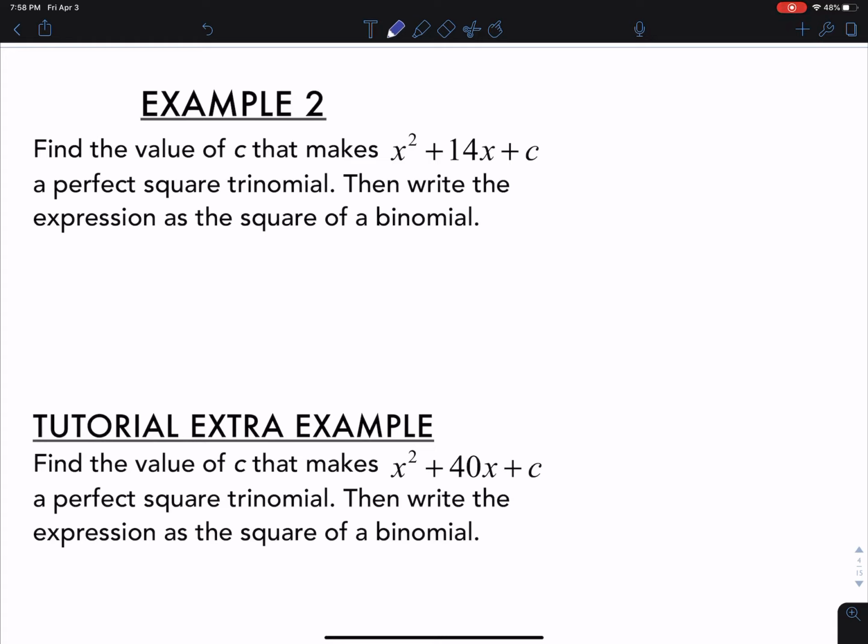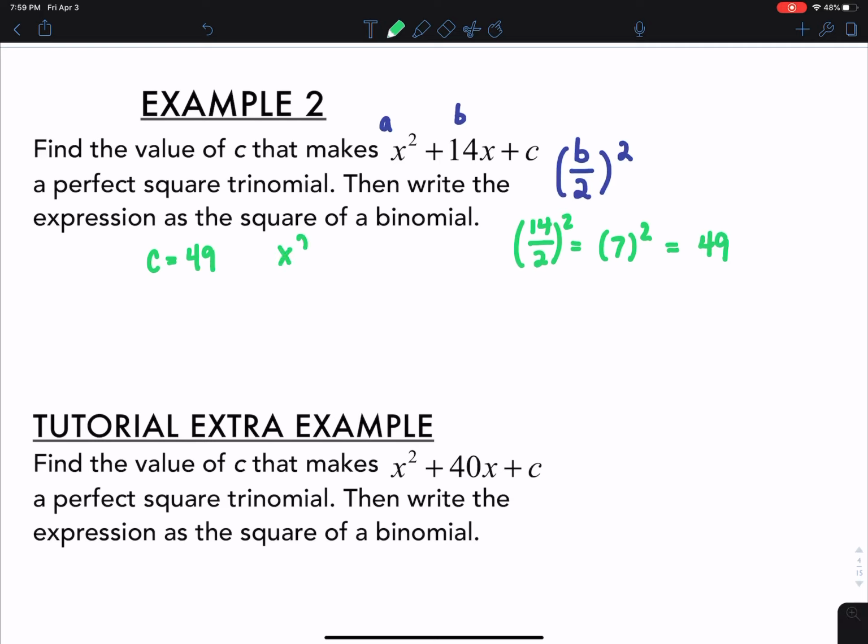So the value of c that makes x squared plus 14x plus c a perfect square trinomial. Remember, the coefficient of the x squared term is our a value. The coefficient of the x term is our b value, and then our c value. So to figure this out is always b divided by 2 squared. So in this case, b is 14. So we would take 14 and cut it in half, which is 7. And then square that, which would give us 49. So c is 49.